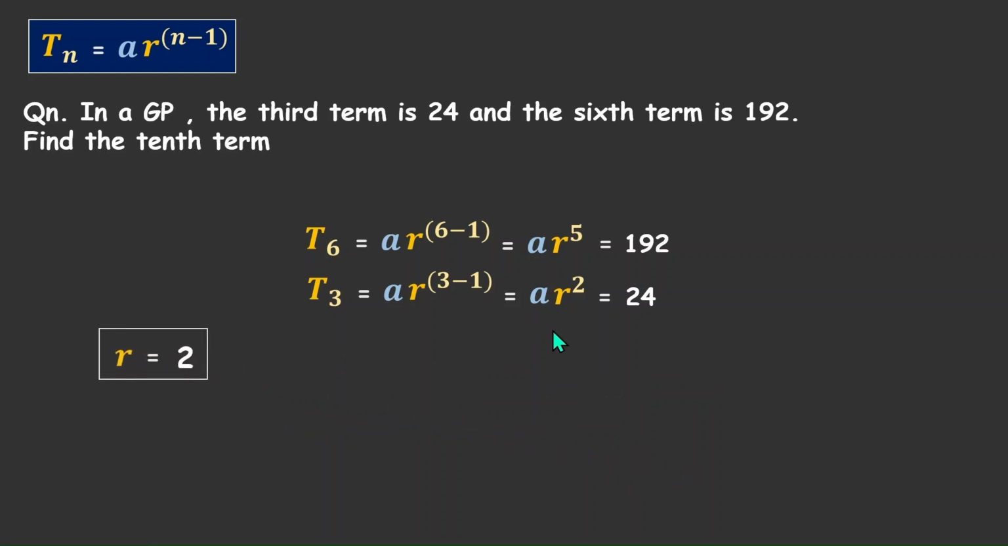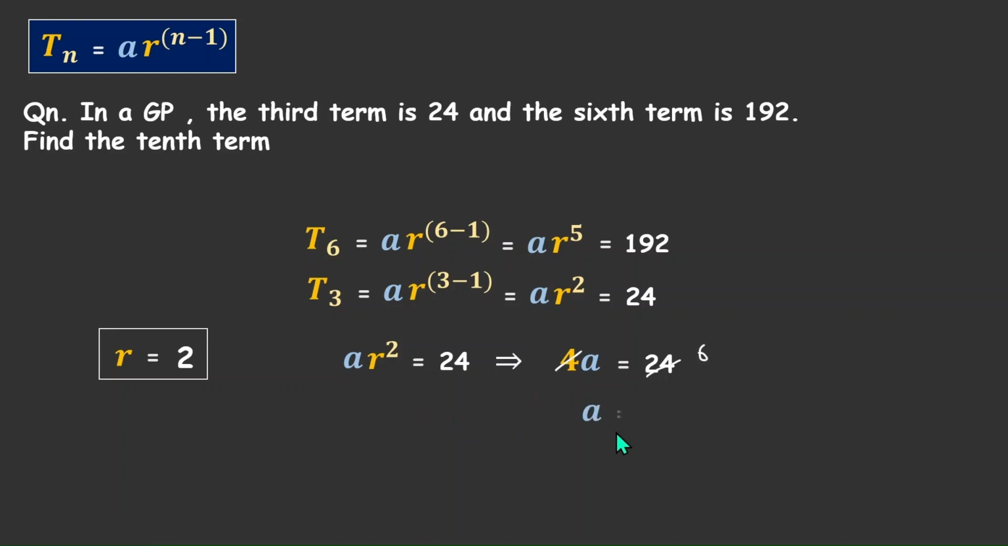Now the other part is we need to find the value of A. We can do that by simply plugging this value of R equal to 2 in any one of the equations. Since 24 is a smaller number, I'll just plug it here. R squared becomes 2 squared, which is 4. So we get A into R squared is equal to 24. If we plug in the value 2 as R, 2 squared is 4, so that becomes 4A is equal to 24. If we divide both sides by 4, 24 is 4 into 6, so A is 6.